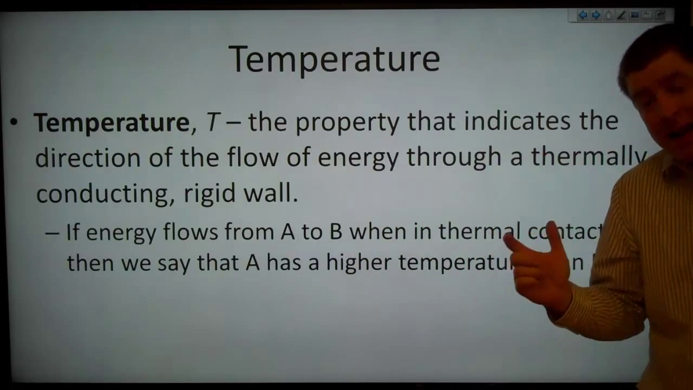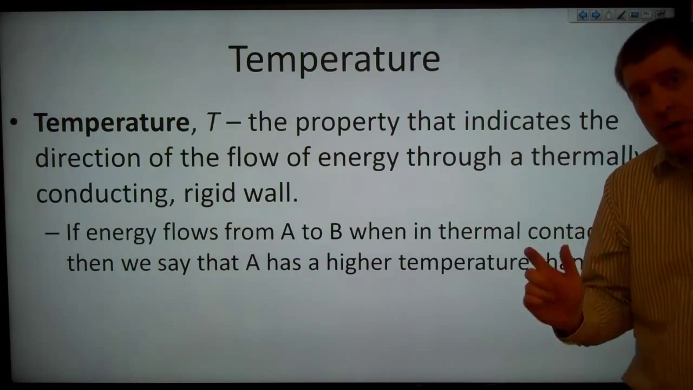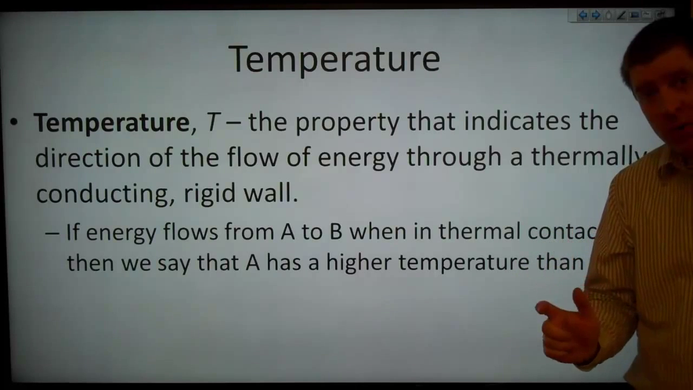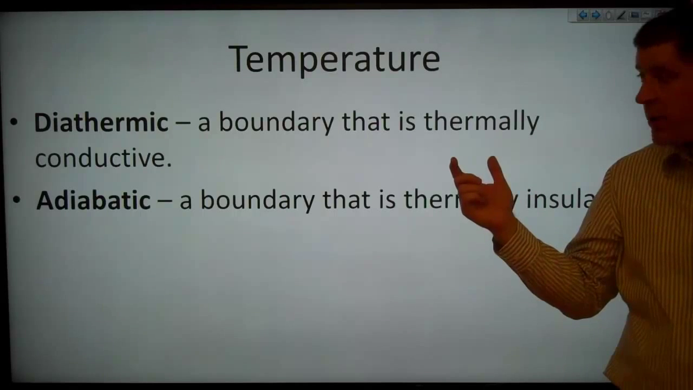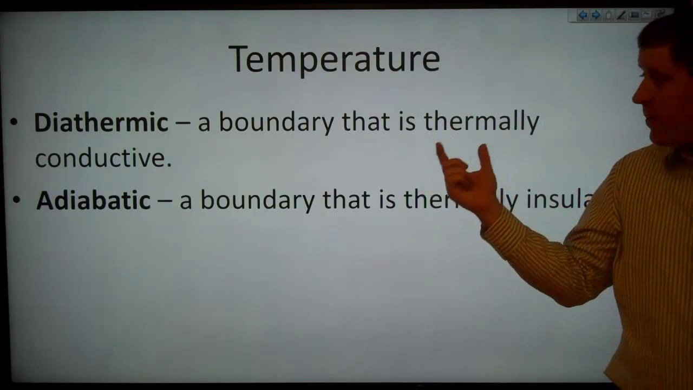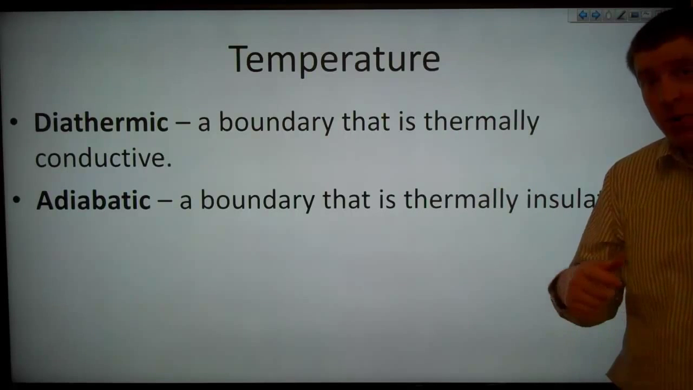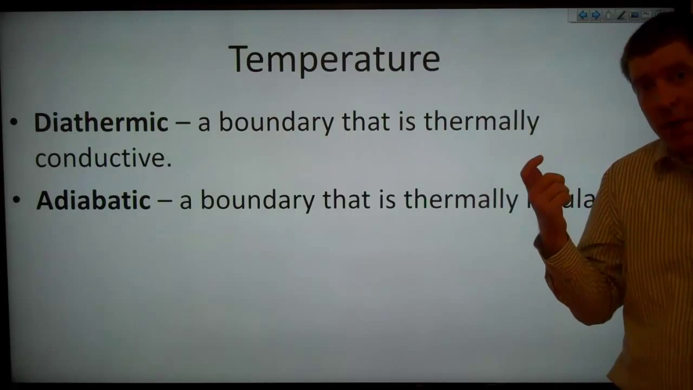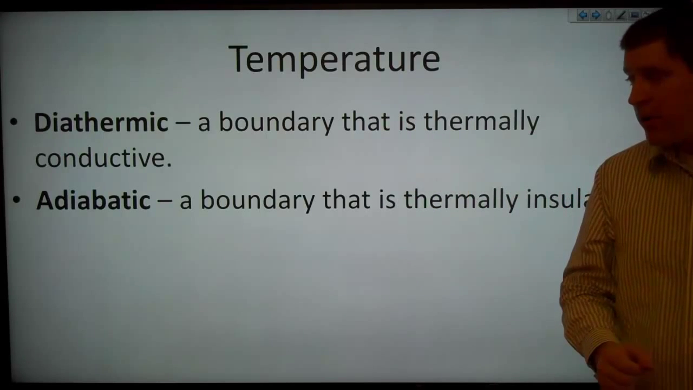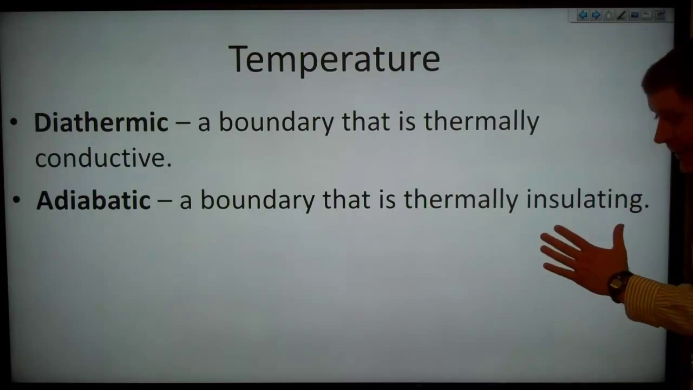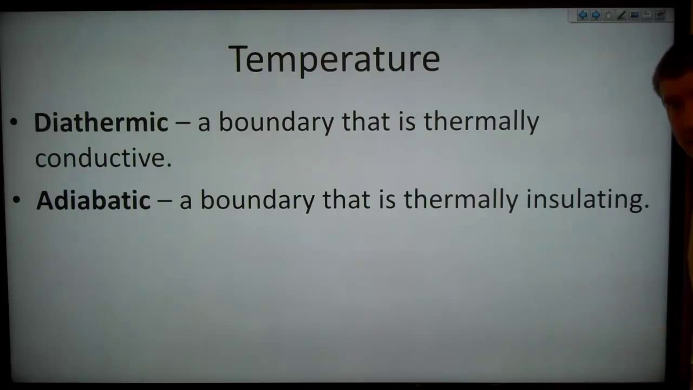If there is no net energy transfer from A to B or vice versa, then we can say that those two systems are at thermal equilibrium. They are at the same temperature. So we have two different types of boundaries. A diathermic boundary is a boundary that is thermally conductive. It's going to allow energy to flow through that barrier as heat. We also have adiabatic boundaries. So this is a boundary that is thermally insulating. We're not allowing any energy to flow through that barrier as heat.